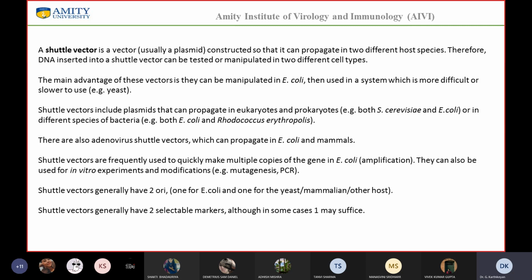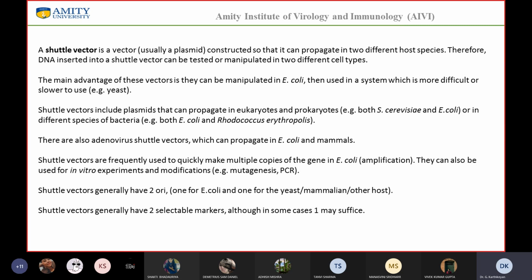Yes, sir. Okay. So once you have cloned a gene, and you say you now have a novel gene, you want to do expression of that gene. So the question is, where do you want to express your recombinant gene? Many different systems are available.